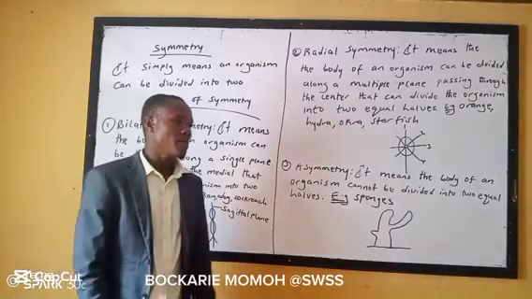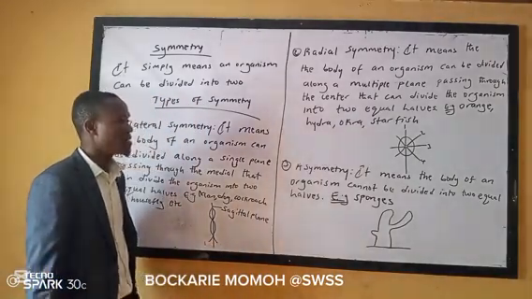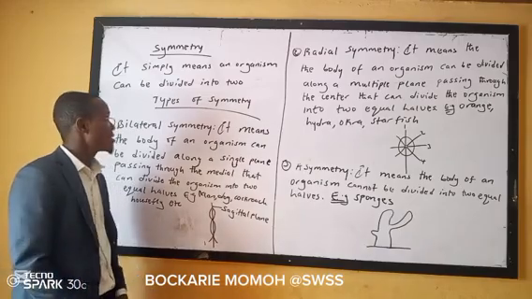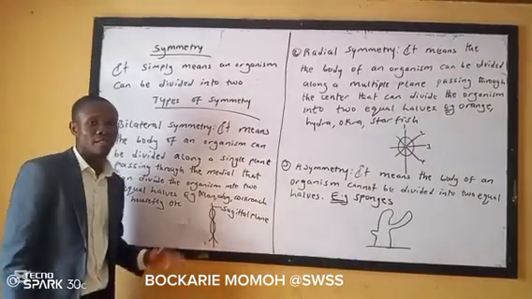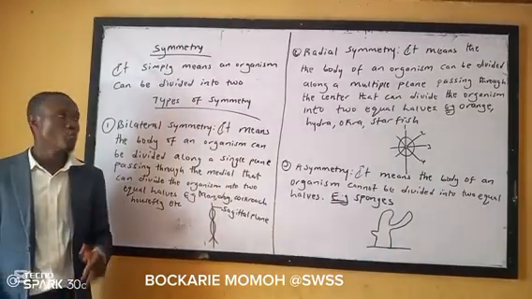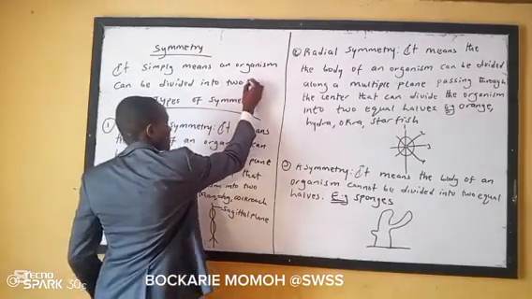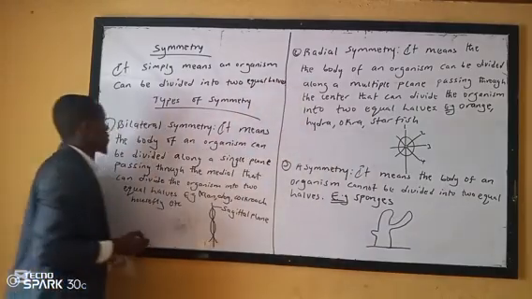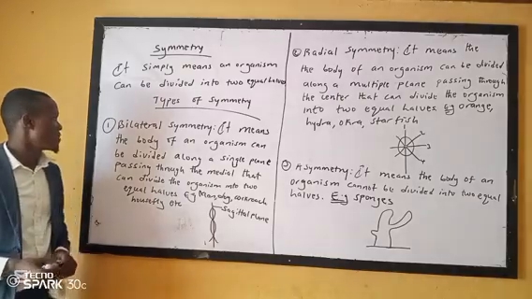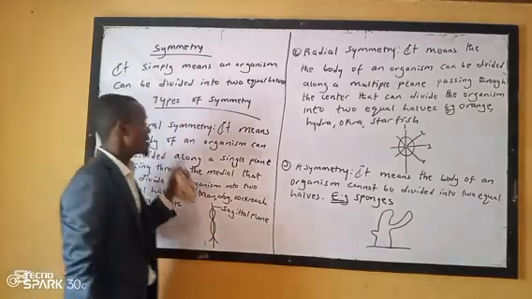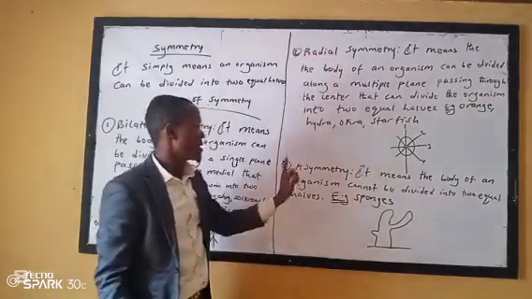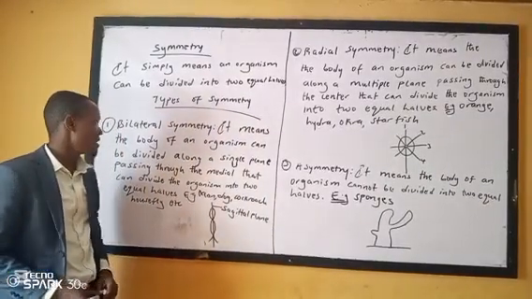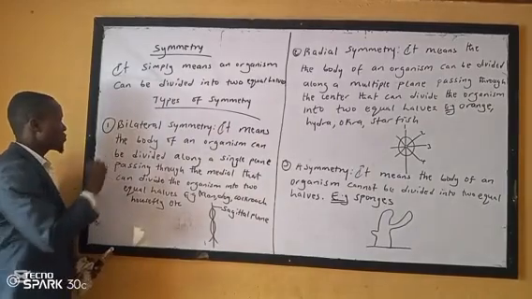So today we are going to talk about symmetry in biology, and the word symmetry simply means an organism can be divided into two equal halves. We have basically three types of symmetry: bilateral symmetry, radial symmetry, and asymmetry. These are the three types of symmetry that we have. Let's start with the first one.